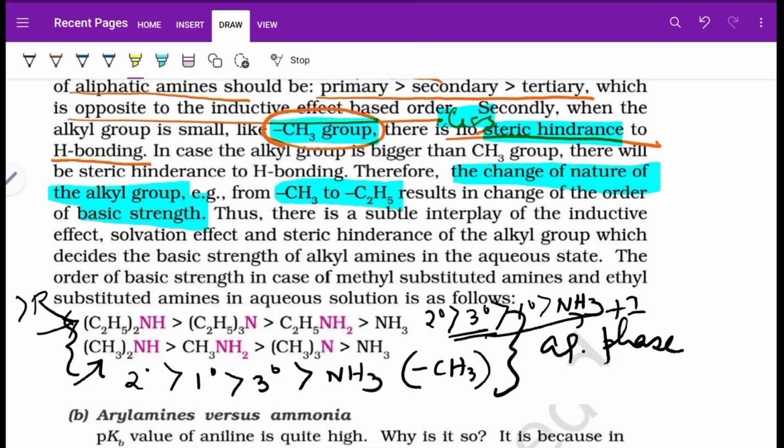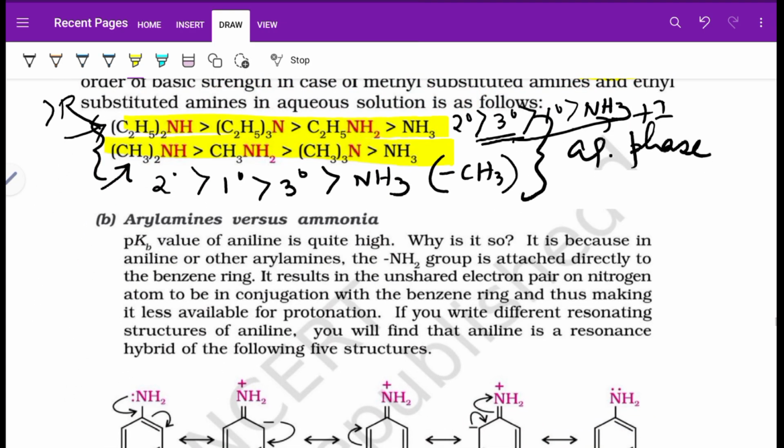So here we can see that if we change from CH3 to C2H5, there is a change because of the inductive effect. That is, there is a subtle interplay of inductive effect, solvation effect, and steric hindrance of the alkyl group that decides the basic strength of alkyl amines in aqueous solution. And these two orders will actually give you a proper example to remember how, with the change in the bulk factor of the alkyl group, the basic order changes in aqueous phase.